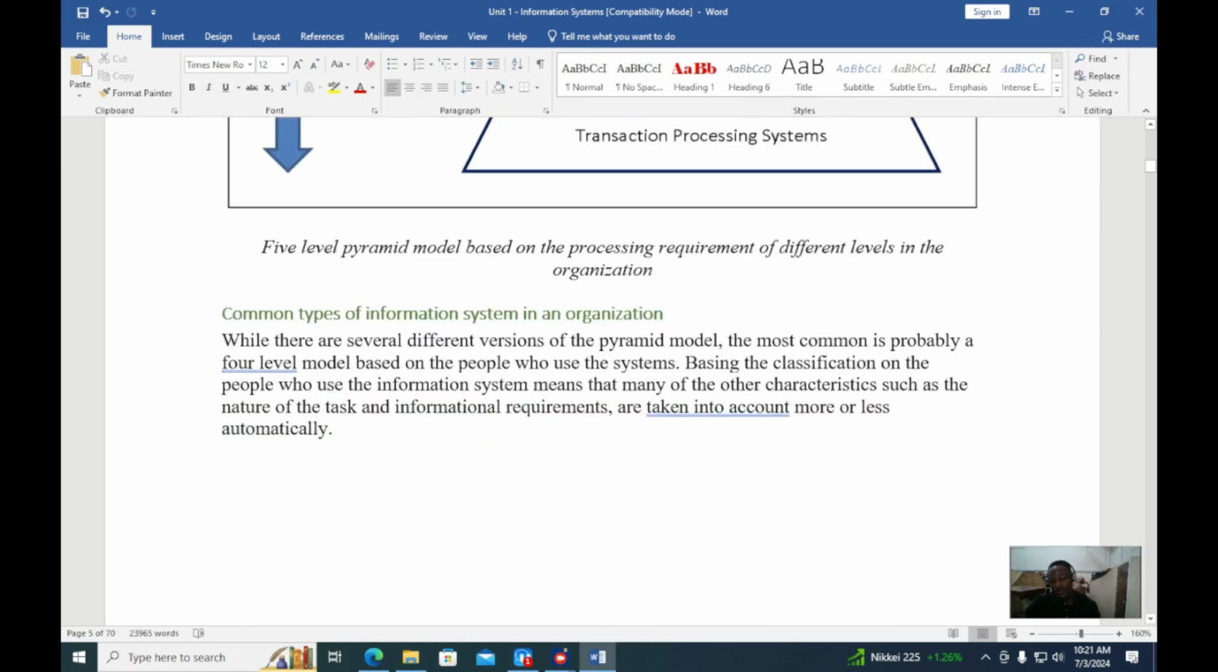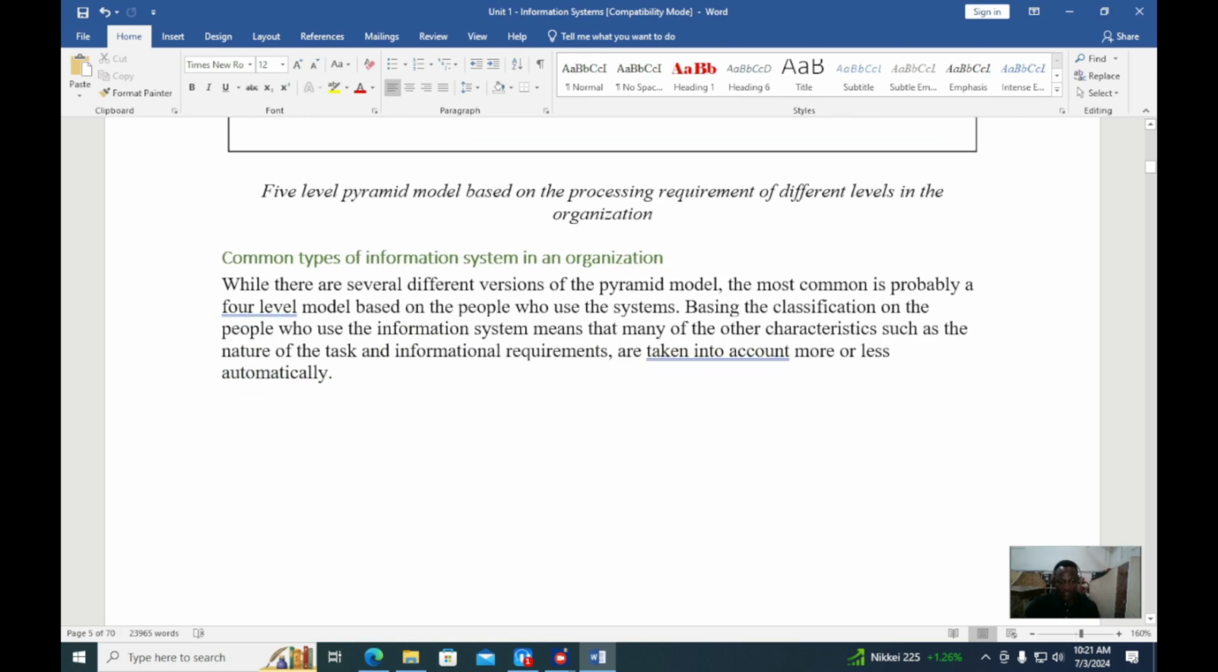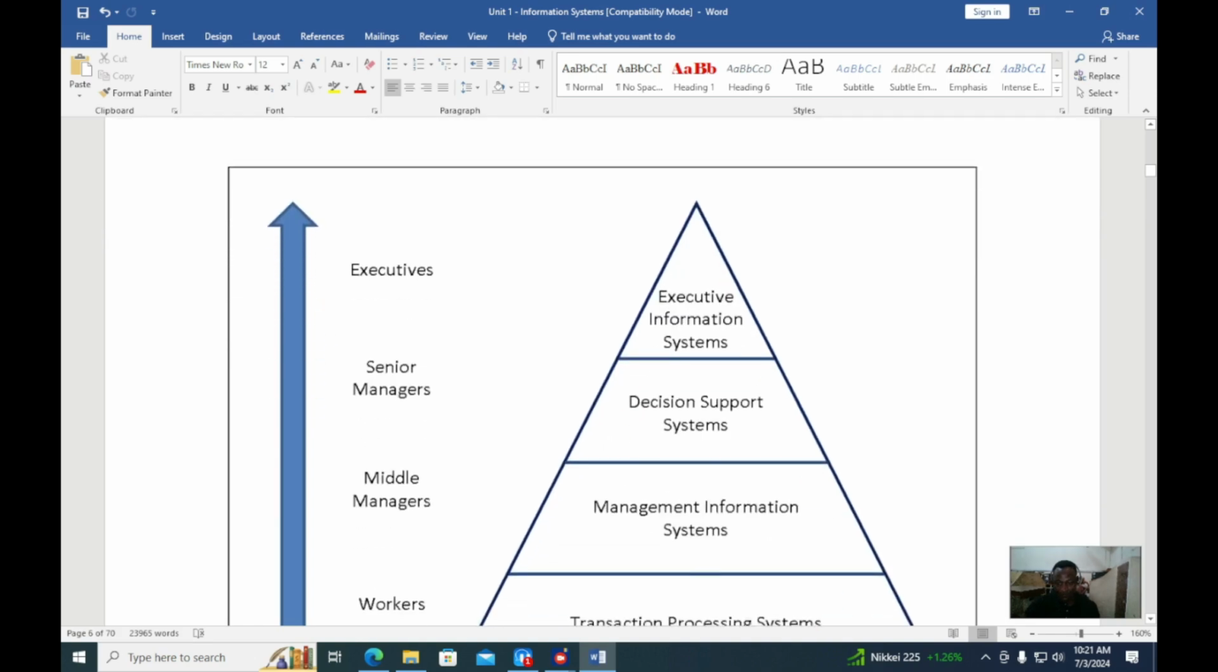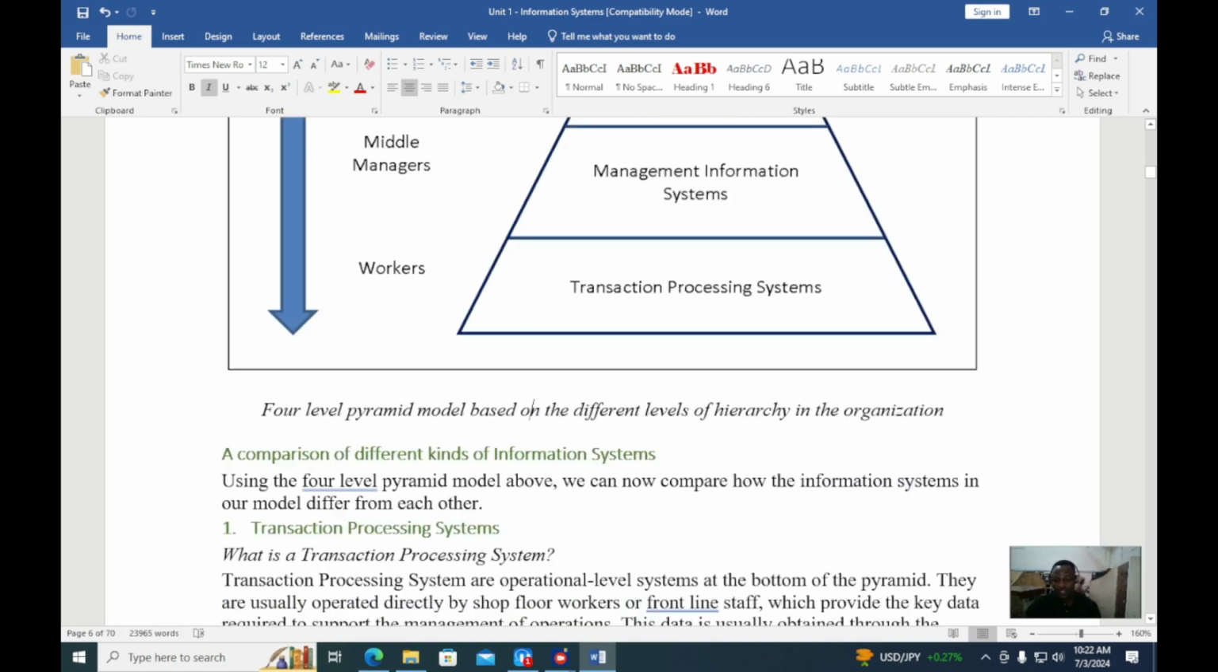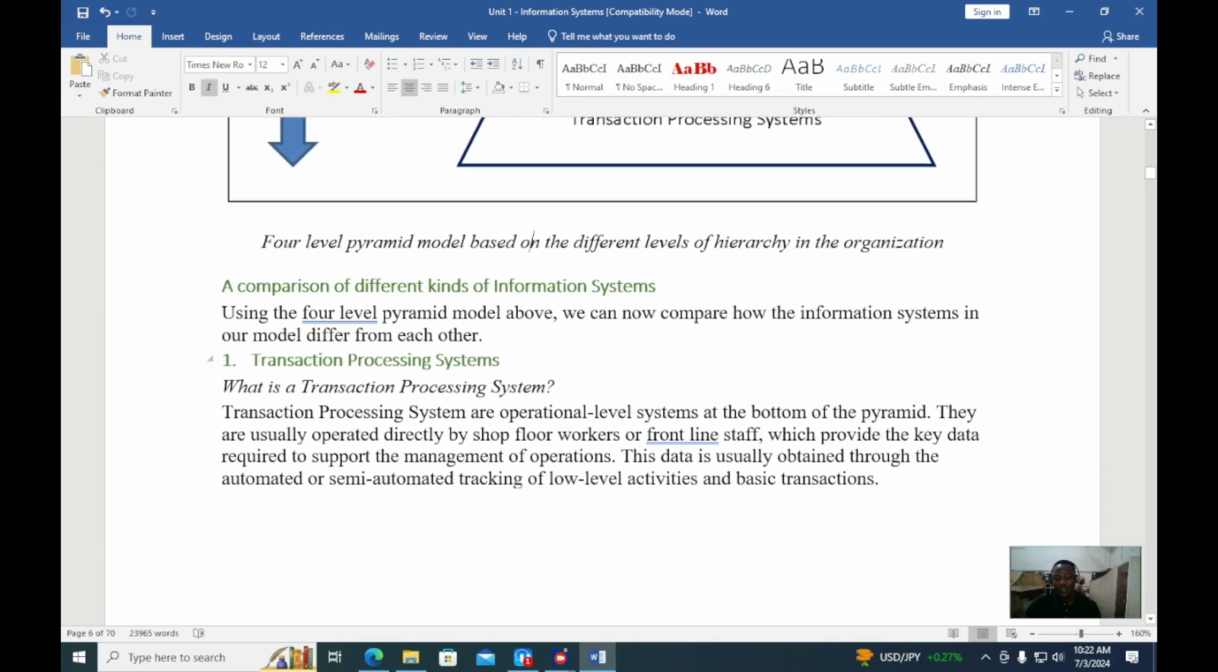So when we look at the common types of information systems in an organization, we will basically come up with this pyramid. This pyramid shows the most common types of information systems in organizations. So we have the executive information system, the decision support systems, management information system, and then transaction processing systems. So we're going to discuss these ones, and make a comparison of all these different types of information system.